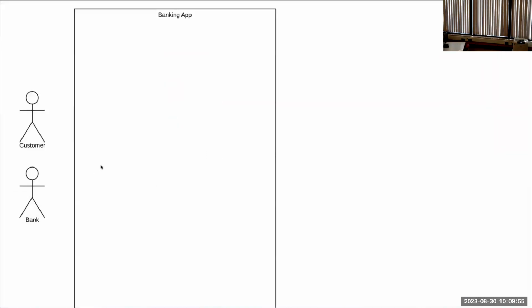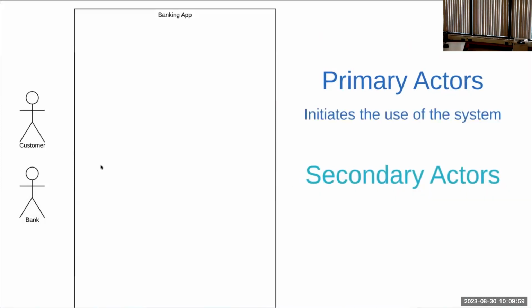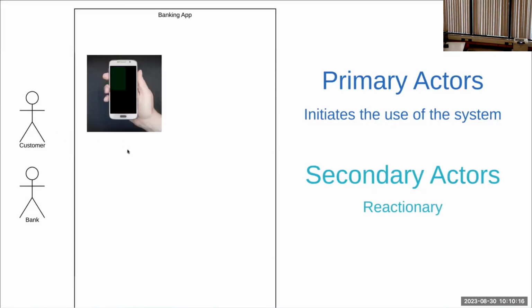And this brings up the topic of primary and secondary actors. A primary actor initiates the use of the system, while a secondary actor is more reactive. In our example, which actor is primary and which actor is secondary? The primary actor is customer. The customer is going to initiate the use of our system. They're going to pull out their phone, open up our banking app, and do something with it.